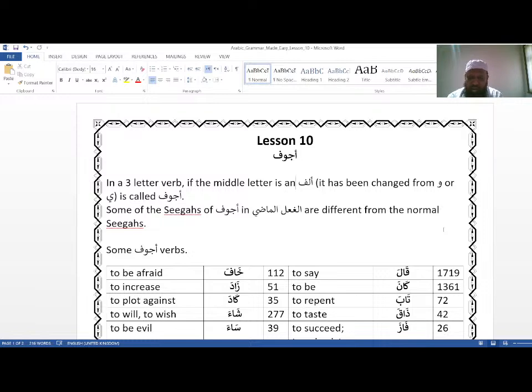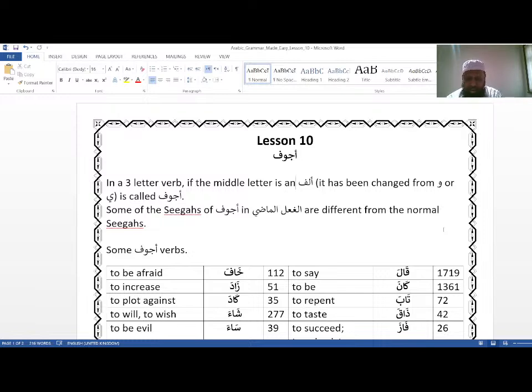Regarding kana, just remember one thing. Kana, although it is a fi'l, comes with jumla ismiya. We haven't learned jumla ismiya yet, but remember this. Kana, although it's a fi'l, comes with jumla ismiya.